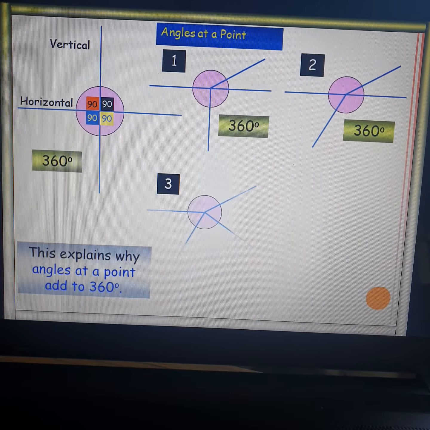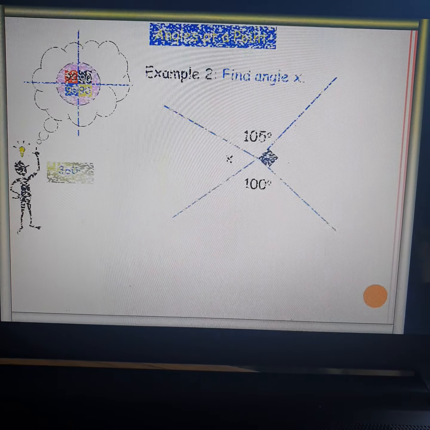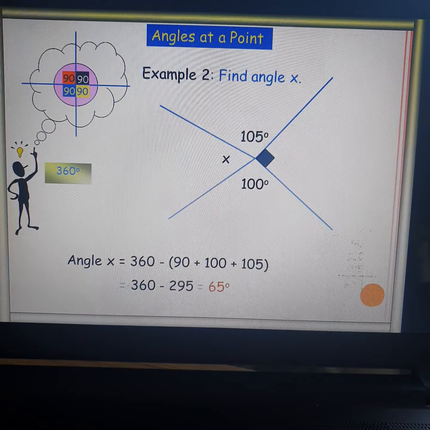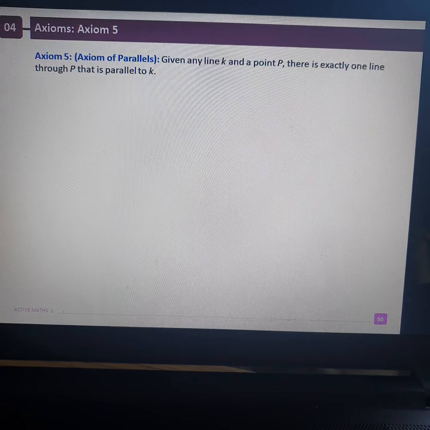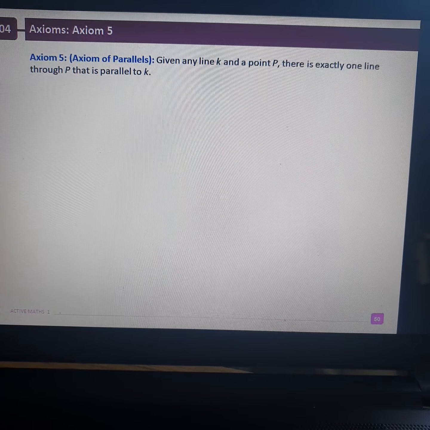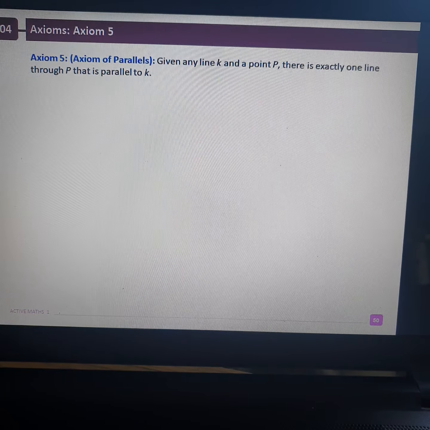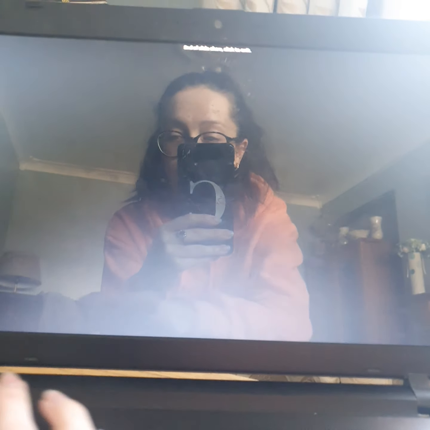We accept these without proof, so we can see there are various different ways. Just a few examples to take down, and try that example yourself. Then axiom 5 is the axiom of parallels, where you have a line K and a point P above it, and there's exactly one line through P that is parallel to K. So those axioms need to be taken down and learned, okay?